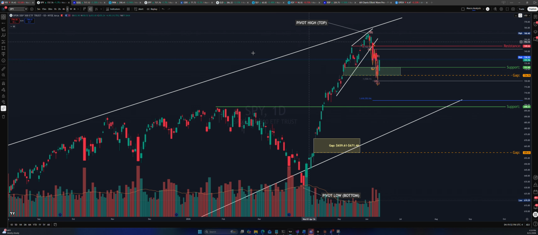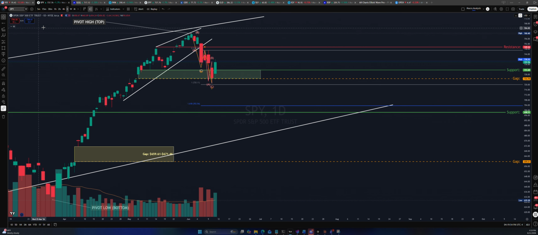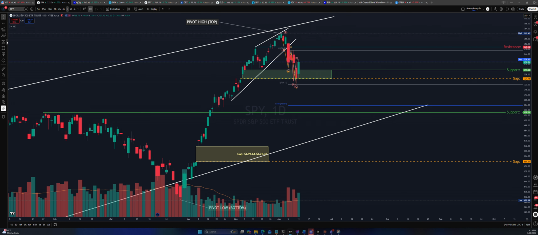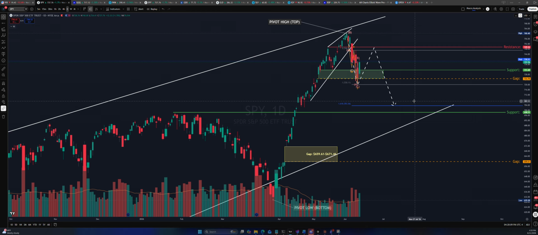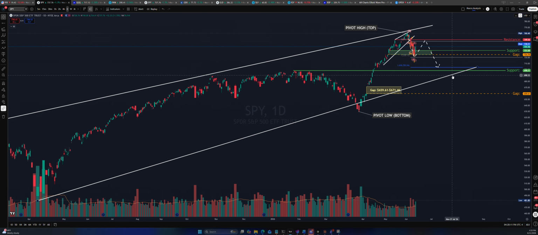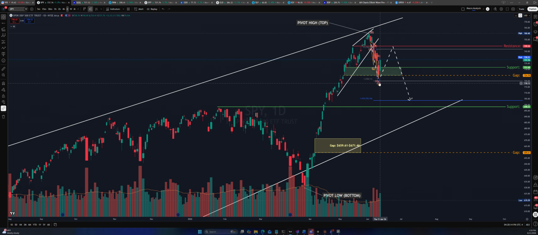The alternative move, there's always an alternative. The alternative move here is you can see something like this play out as well, where this was a larger ABC or WXY, and that is when you come back down to test this level here. This is the alternative move. But if you're looking to go long, this is where you go long.